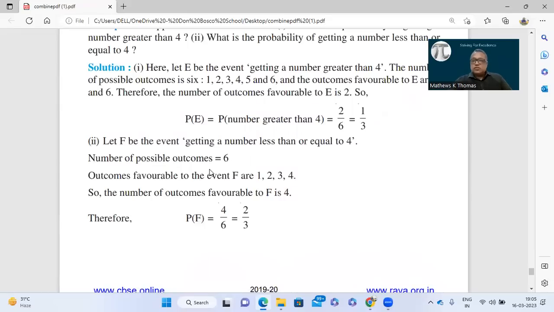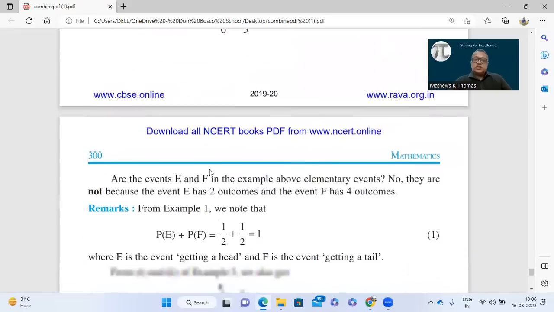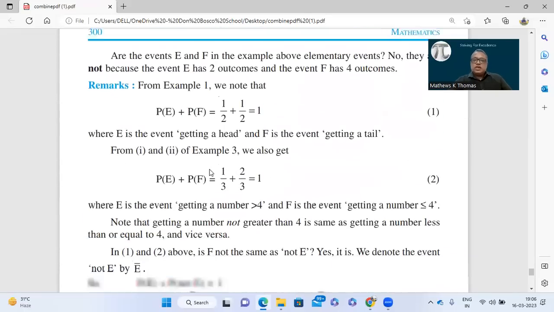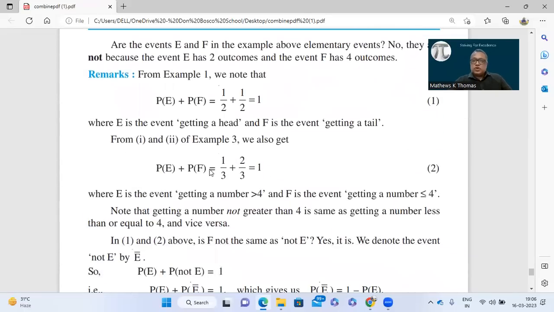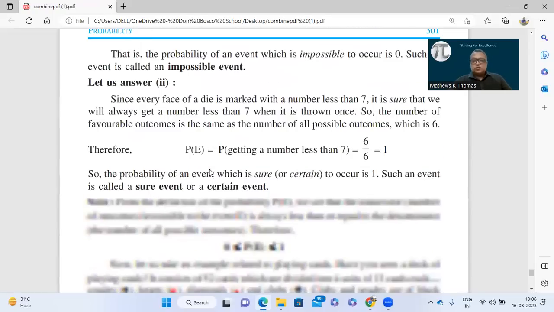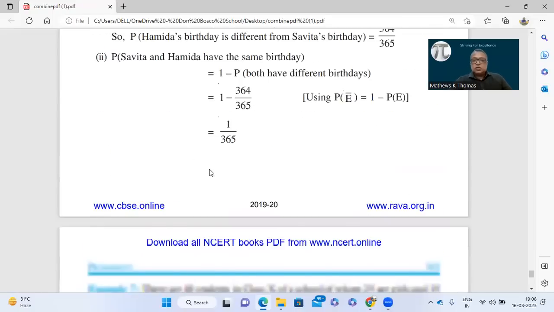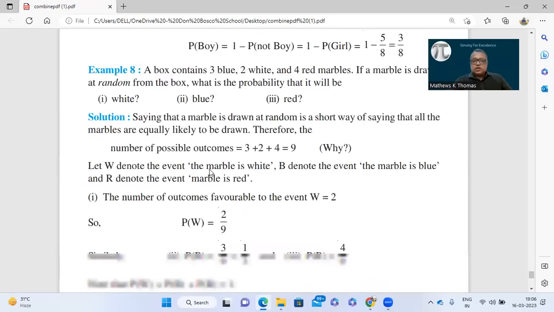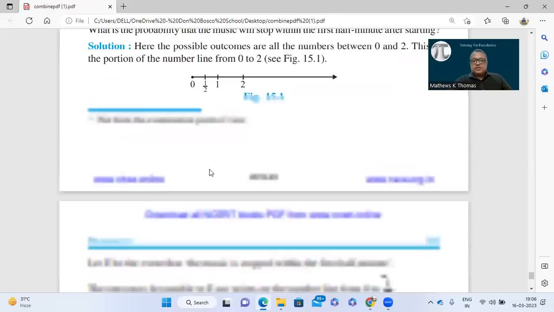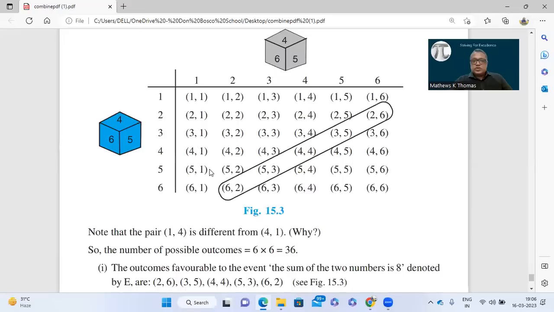Those who don't know the formation of cards, learn that, 52 cards, how many of each type and so on. Then tossing of a coin, throwing of 2 dice and 1 dice. The 36 outcomes. So this is a simple topic in probability. Kindly go through the exercise. The exercise has all type of questions. You can go through this.